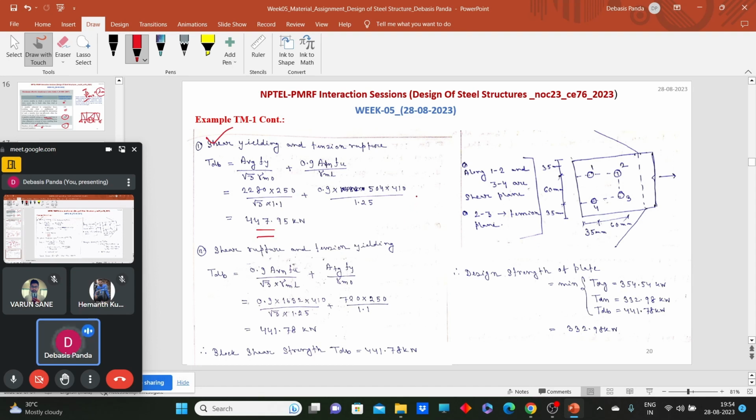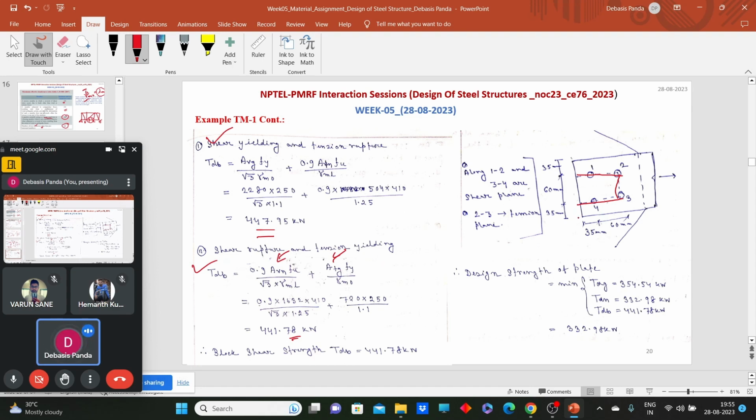Now we need to check for the second case where shear rupture, that means this plane, this 1, 2 and 3, 4, these two planes will fail in rupture and this tension plane will fail in yielding. So here TDB will be shear rupture and tension yielding. So you have the values of AVG, ATG, ATN, put all these values. So you will get for this kind of failure criteria the design strength due to block shear failure comes out as 441. So what is the minimum value here? Minimum value is shear rupture and tension yielding.